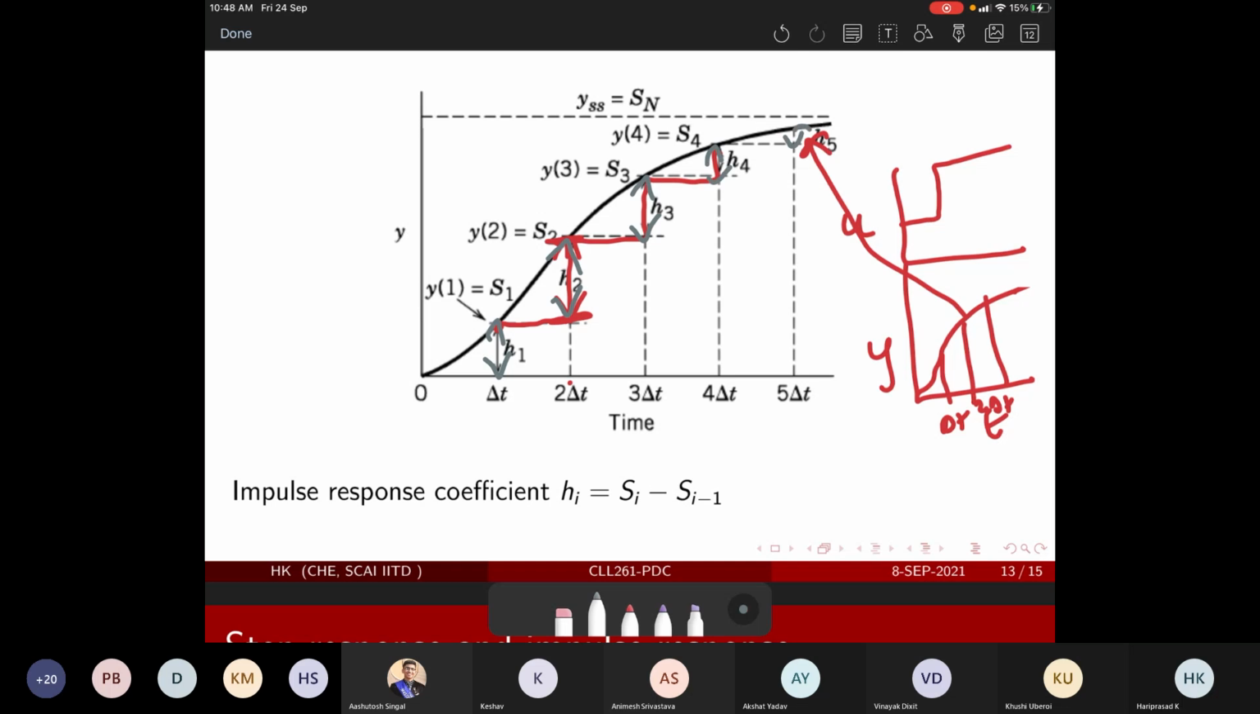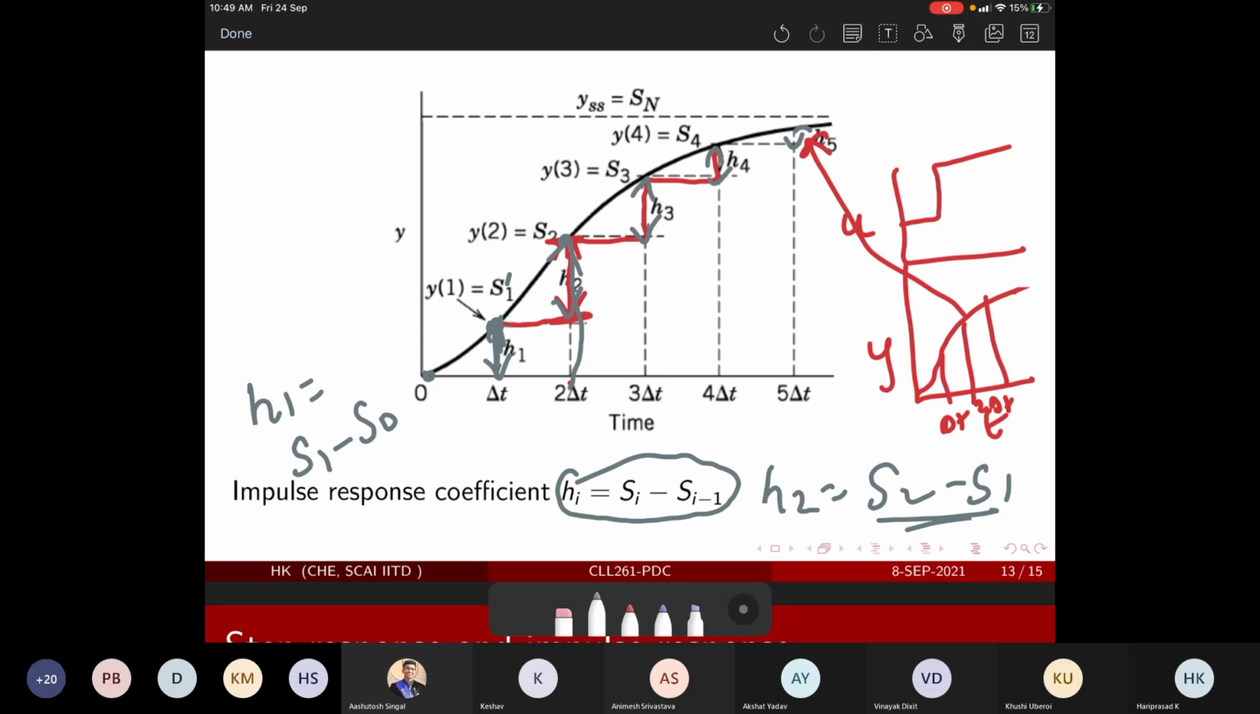So how do you calculate it? The points where you drop the perpendicular are called S1, S2, S3, so on and so forth. So how do you calculate H2? H2 is equal to the total distance S2 minus this particular one, which is S1. And similarly, H1 is S1 minus S0. S0 can be 0 itself. So you could develop this. These points are called step response points, and H is the impulse response point.